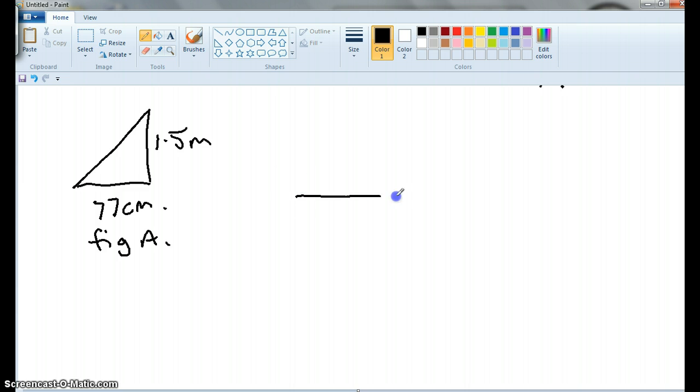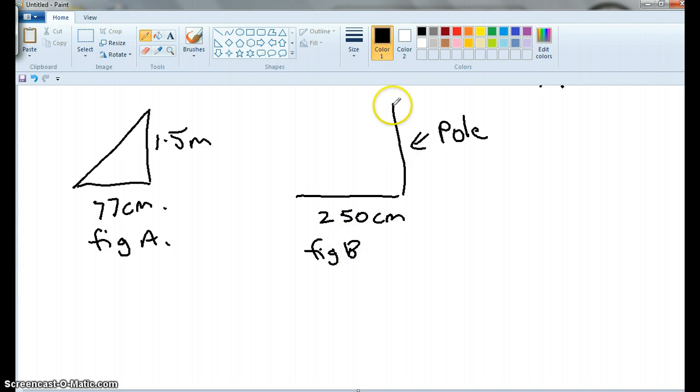And then I'm going to have the pole, and the shadow was how much? 250 centimetres. Okay, so I'm going to call that figure B. Alright, now I'm actually going to put theta there, that's opposite, that's adjacent, that's hypotenuse, that's opposite, that's adjacent, that's hypotenuse.